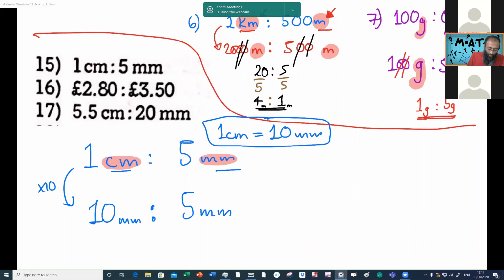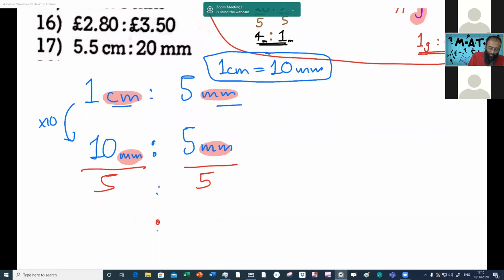Okay. So now, if you look at the units, they are both millimeters, which is good. The units need to be the same before you start to cancel. So what can we cancel them by now, Idris? By 5. 5 is the biggest number that will divide into them. And that will give us an answer of, what's the answer? 2 to 1. Fantastic. Okay, that's lovely. Thank you for that, Mr. Idris. Good. Okay, let's go to the next student.